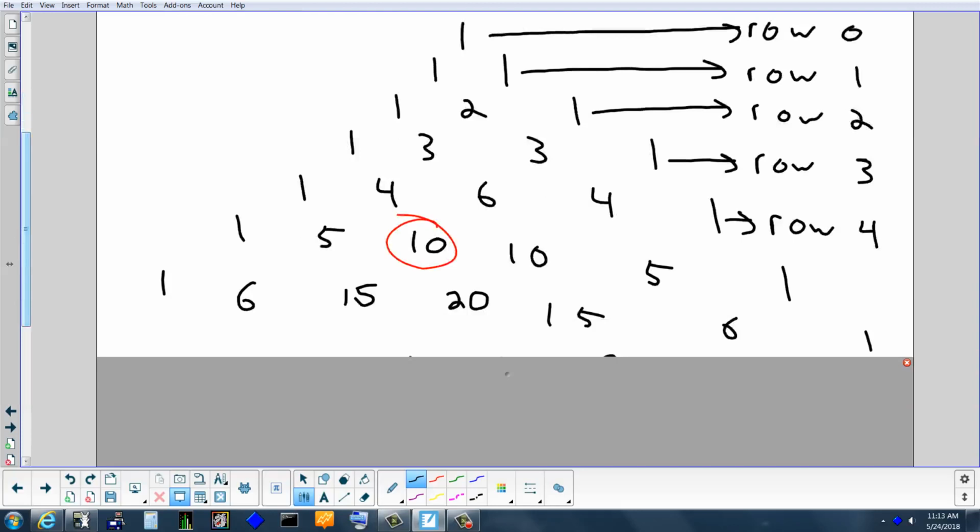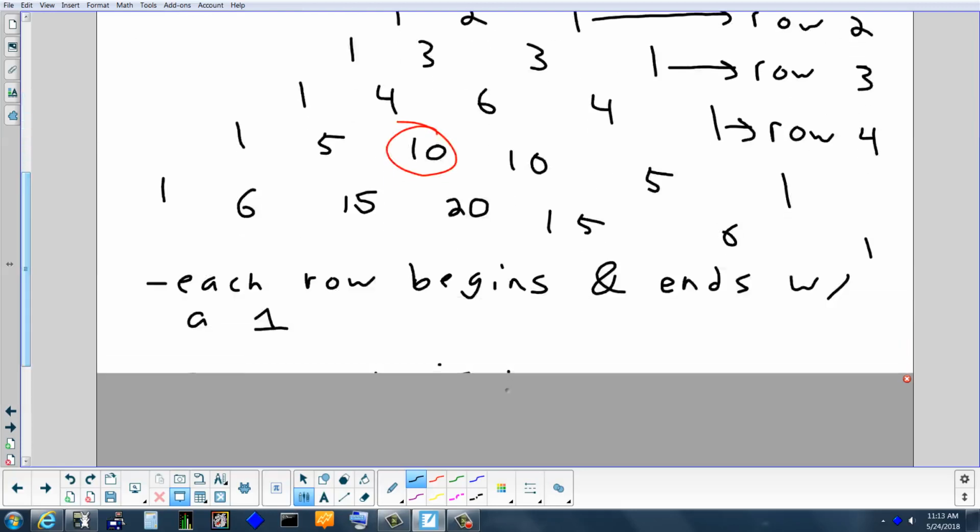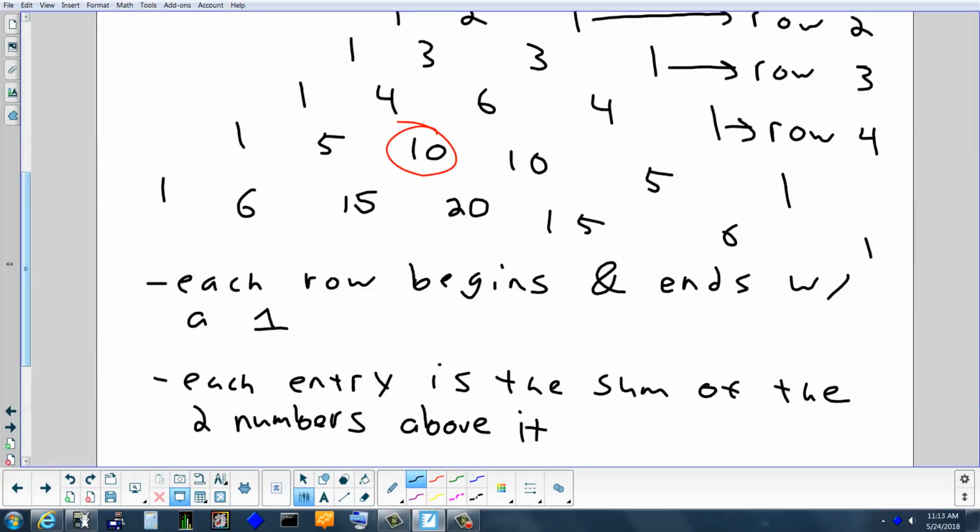Not too bad up to that point, but again, if you're going to go 15 or 20 more rows than that, it's going to start to get kind of unwieldy to deal with. So some patterns here in the triangle. Each row begins and ends with a 1. Each entry is the sum of the two numbers above it.